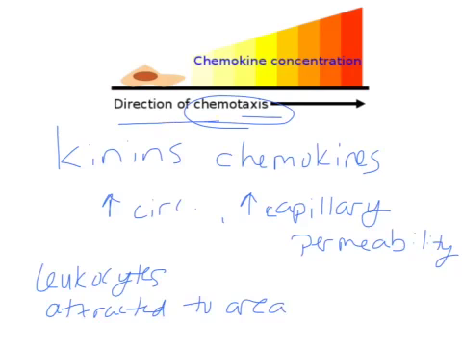So that's why I have an increase here. My chemotaxis is that way because the more of those chemokines or kinins that I have, the more it's going to attract the leukocytes. So the cell is going to move in response to that chemical signal there.